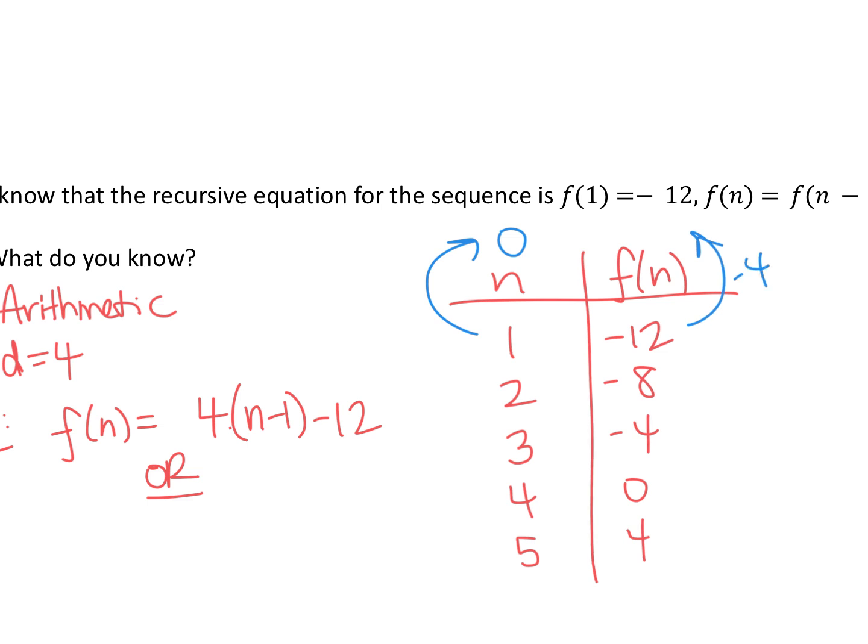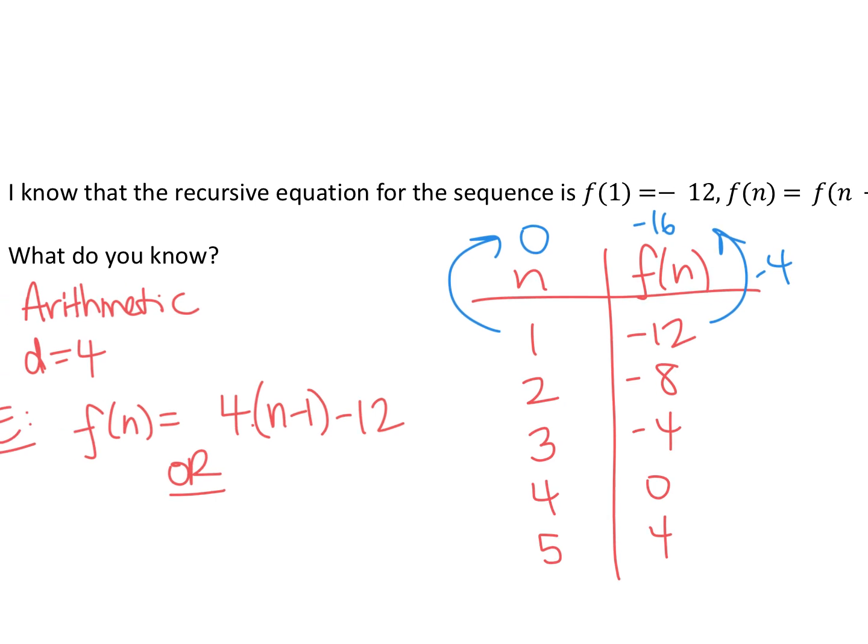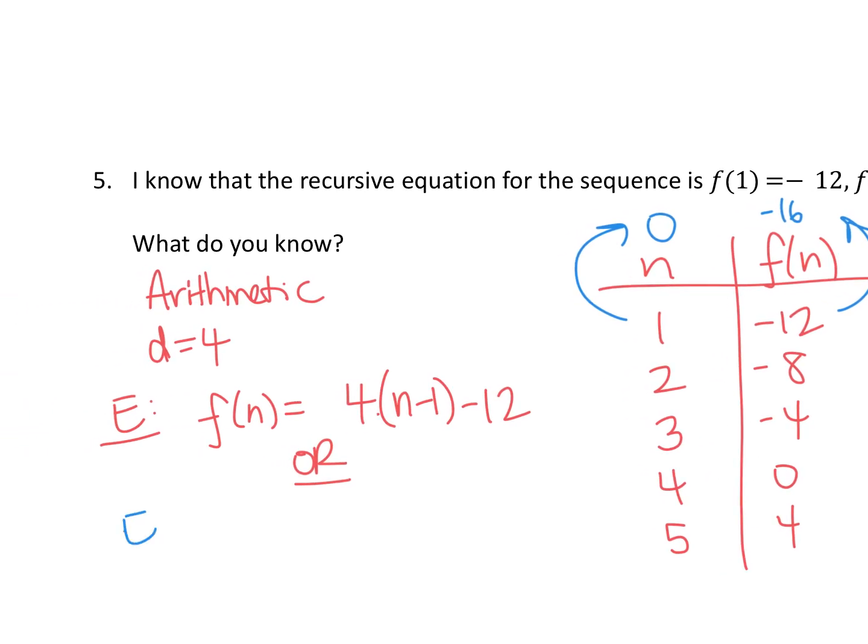Okay, so this will be like the alternate explicit formula. If you like using the 0 term, this is for you. F of n equals 4, and instead of n minus 1, I'm just going to do an n because I'm going to use minus 16. I'm going to use my 0 term there. Let's go ahead and graph this to see what the graph would look like.